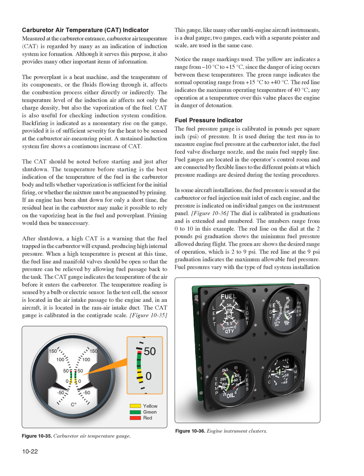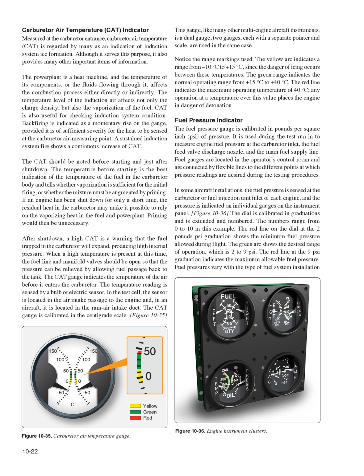Fuel pressure indicator. The fuel pressure gauge is calibrated in pounds per square inch, or psi, of pressure. It is used during the test run-in to measure engine fuel pressure at the carburetor inlet, the fuel feed valve discharge nozzle, and the main fuel supply line. Fuel gauges are located in the operator's control room and are connected by flexible lines to the different points at which pressure readings are desired during the testing procedures.